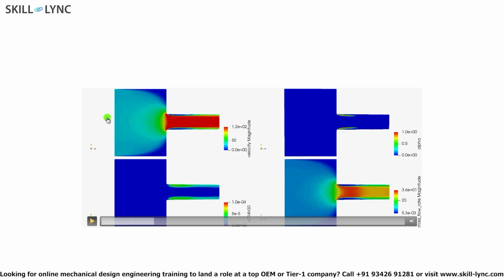So here we have 4 different plots. The most important plots are the first 3, 1, 2 and 3. The fourth plot is a derived plot. In the first plot, what you're looking at is the velocity magnitude.